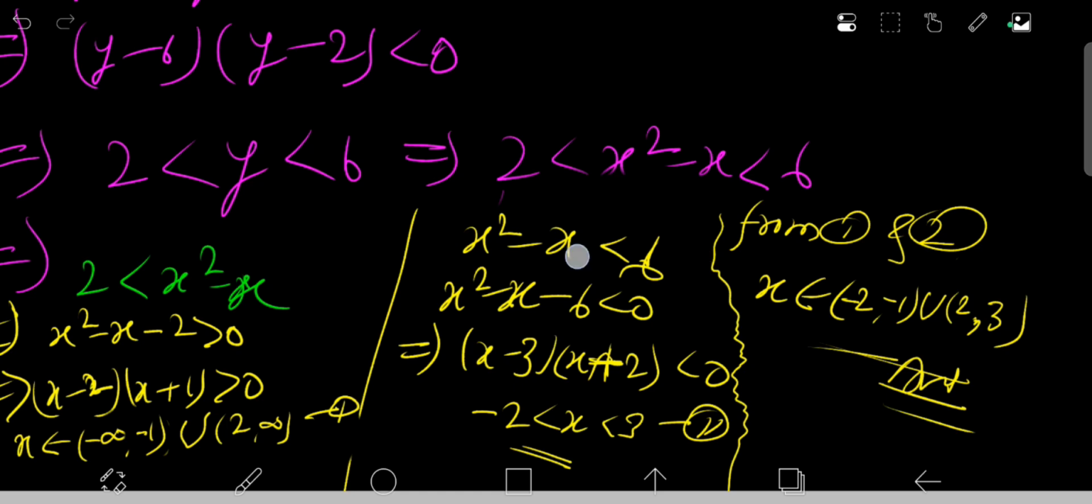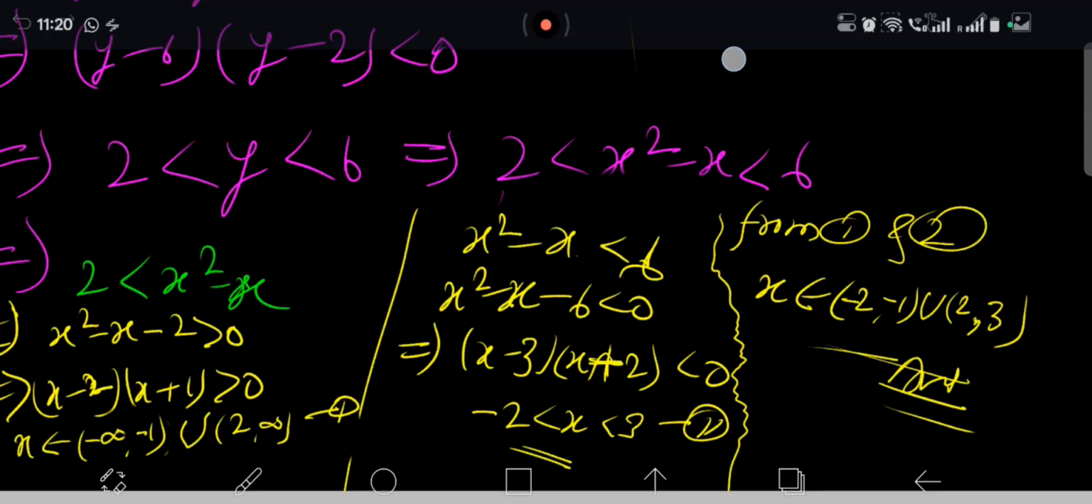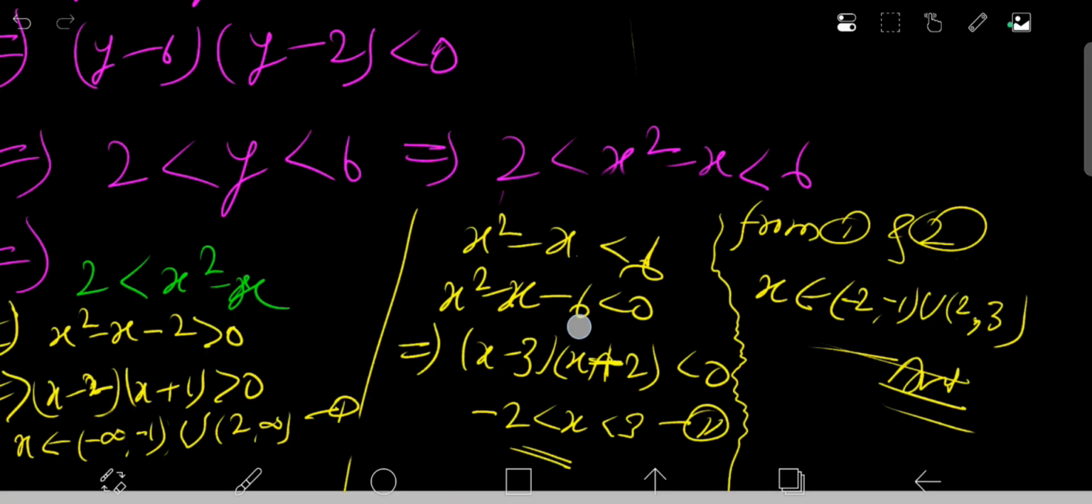In the next session, we will solve the unsolved questions of exercise 1.3, concept of application.